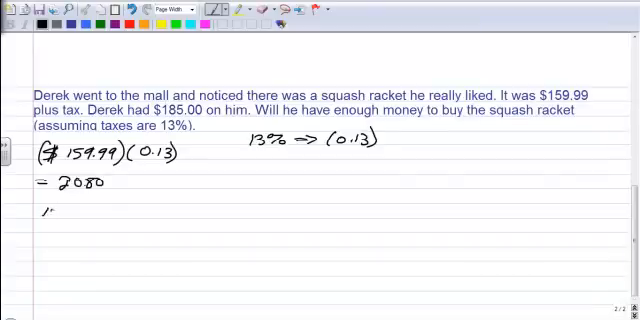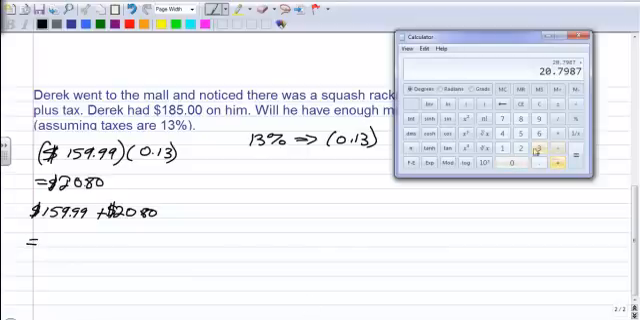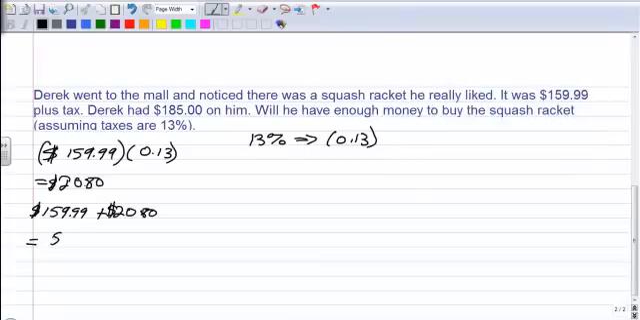So all we have to do is take our original 159.99, don't forget your units, and add the 20.80 to it. And what we're going to get there is 180.79. So there's actually another way of doing this, and I'll show you how to do that just over here.